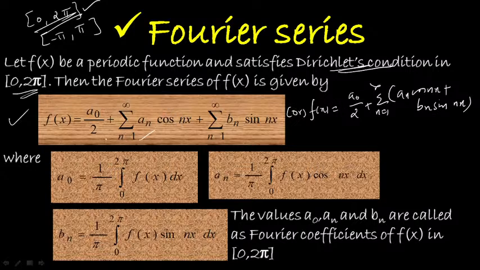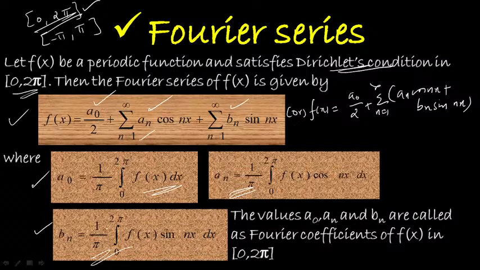Okay. So here a0, an and bn are constants, the Fourier coefficients. These constants are calculated by making use of Euler's formulas. So a0 is calculated by making use of Euler's formula 1 divided by pi integral 0 to 2 pi f of x dx, and an is calculated by making use of the formula 1 divided by pi integral 0 to 2 pi f of x cos n x dx, and bn is calculated by making use of Euler's formula 1 divided by pi integral 0 to 2 pi f of x sin n x dx.